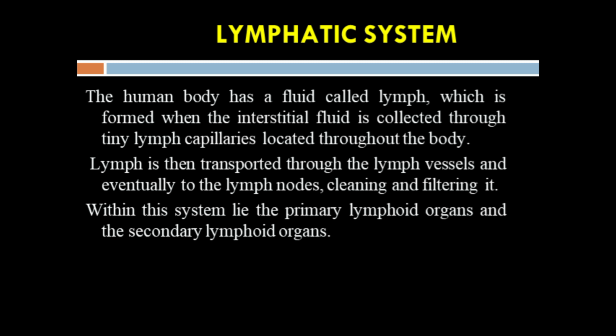So the human body has a fluid called lymph, which is formed when the interstitial fluid is collected through the tiny lymph capillaries, that is blood vessels located throughout the body. Lymph is then transported through the lymph vessels eventually to the lymph nodes, which work towards the cleaning and filtering of the body fluid, right? So this system is classified into two types of organs: primary lymphoid organs and secondary lymphoid organs.